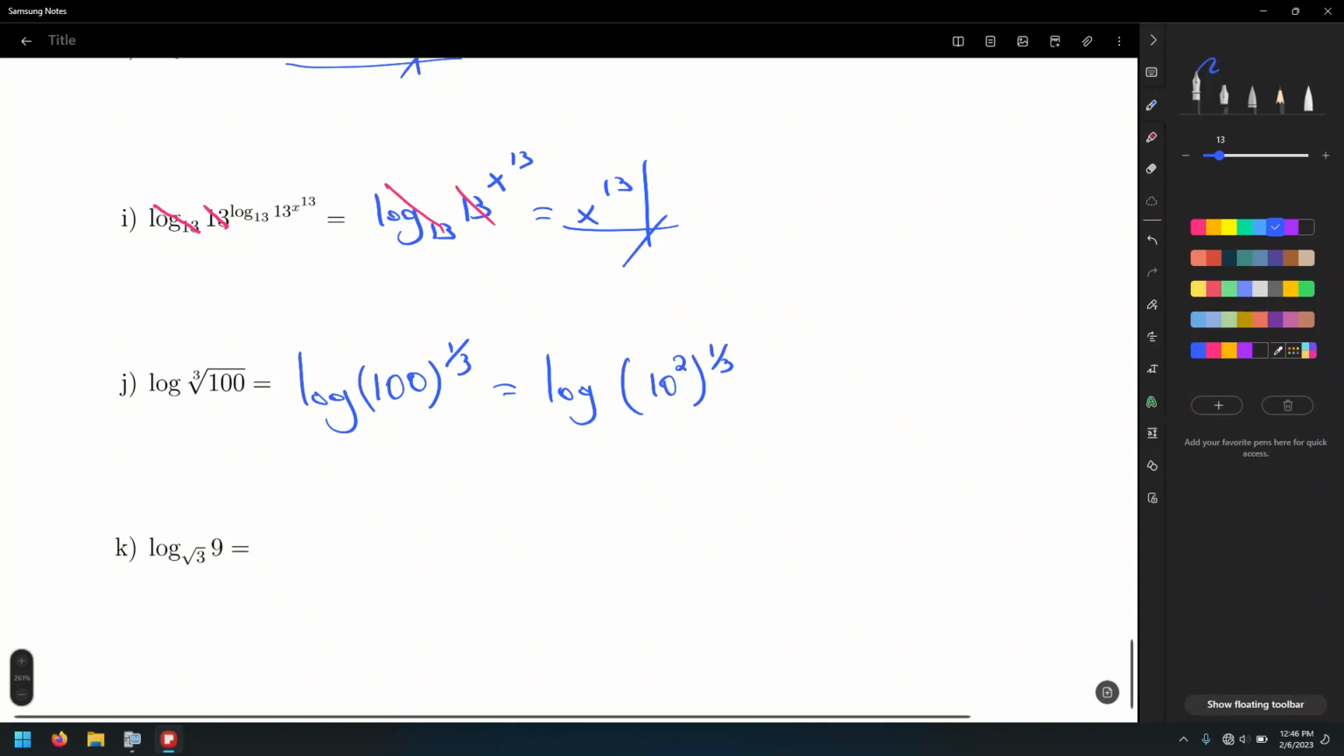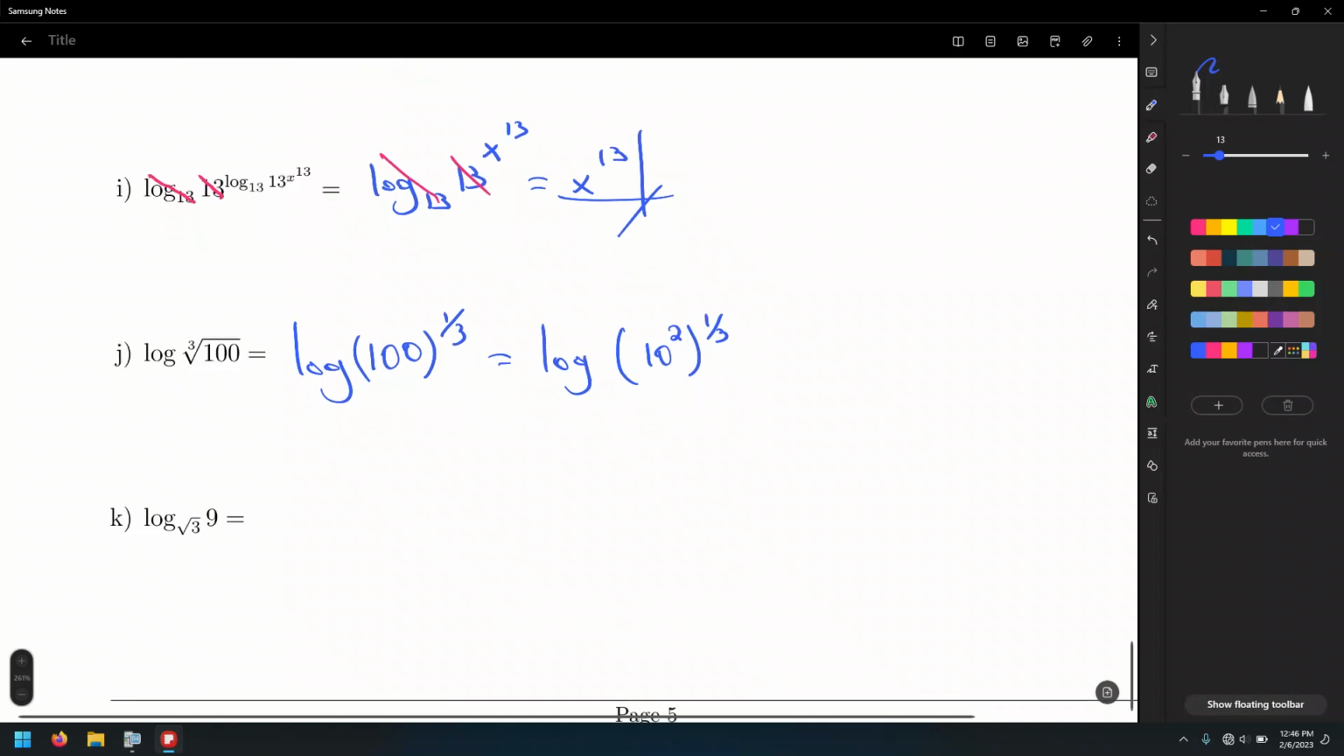Well, we are almost there as far as canceling the log with the base 10. However, we still need to simplify the multiplication of the exponents here. Power of another power, just multiply the powers. That's log of 10 raised to the 2/3, and voila, we can cancel these. 2/3. All right.